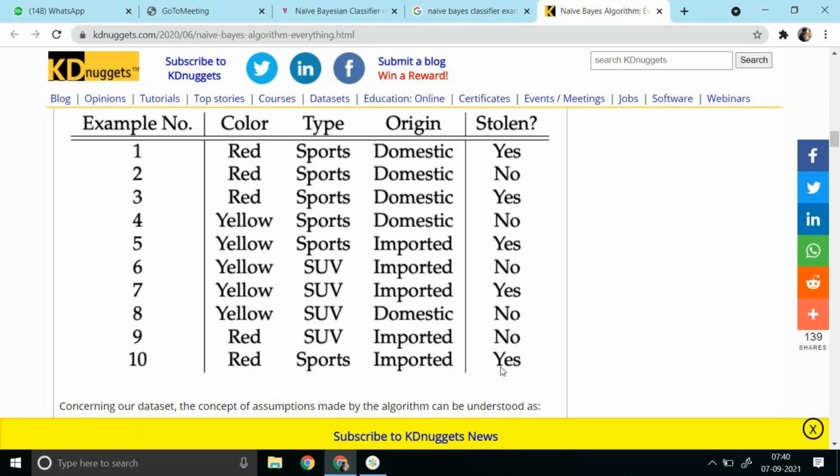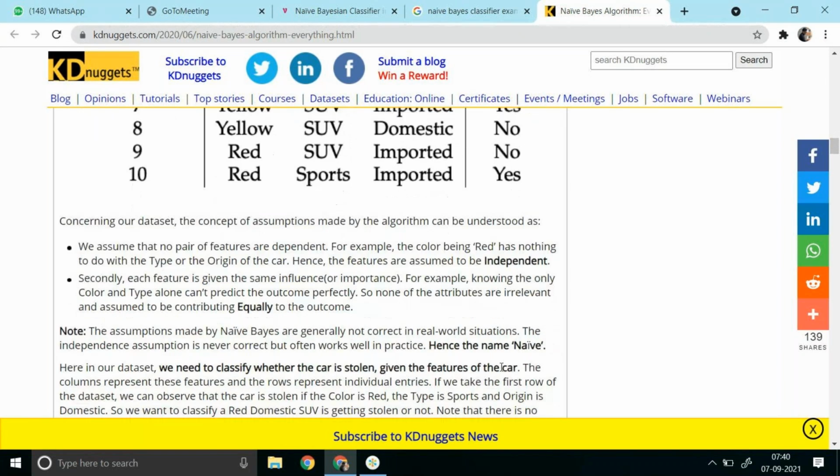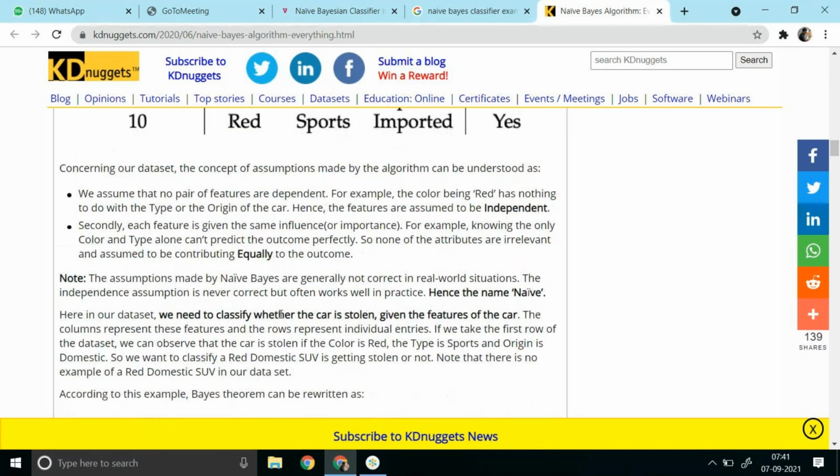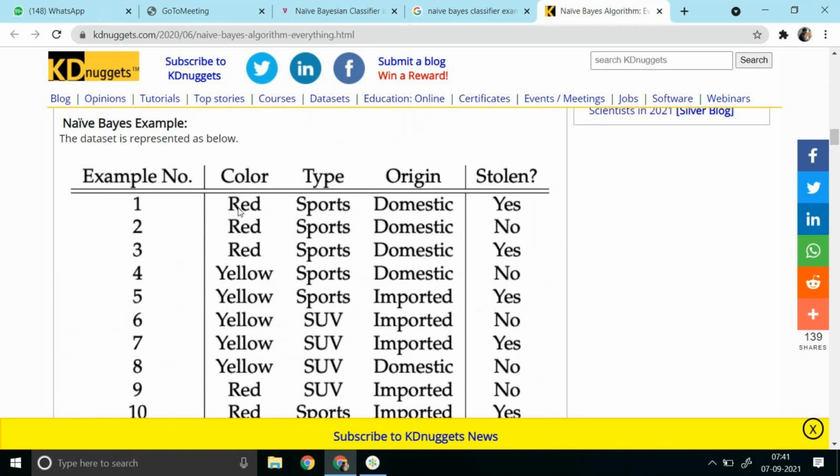So now same thing, origin. Now here they might ask one question. We need to classify if the car is stolen given the features of the car. When they say we observe that a car is stolen if the color is red, type is sports, and origin is domestic, we want to classify the red domestic sports car, because we need to consider the first hypothesis.